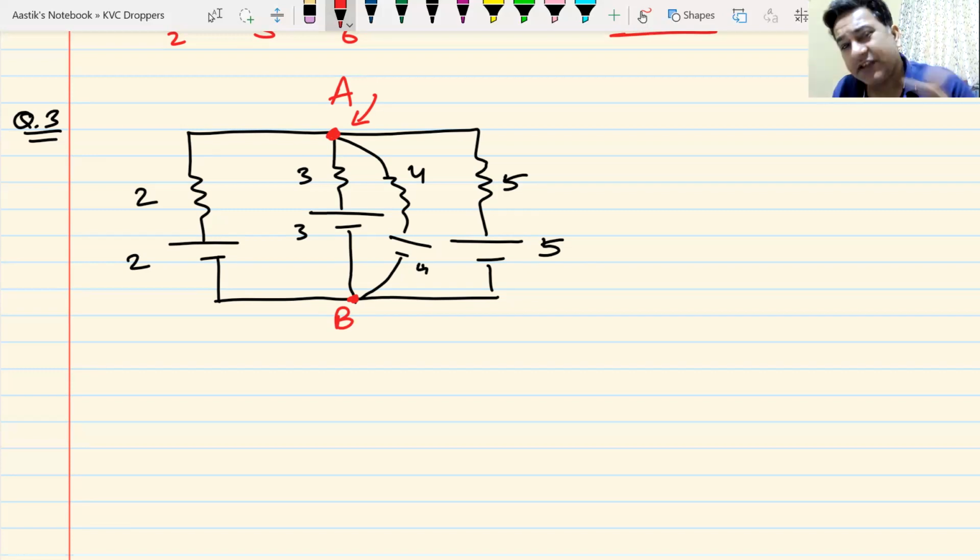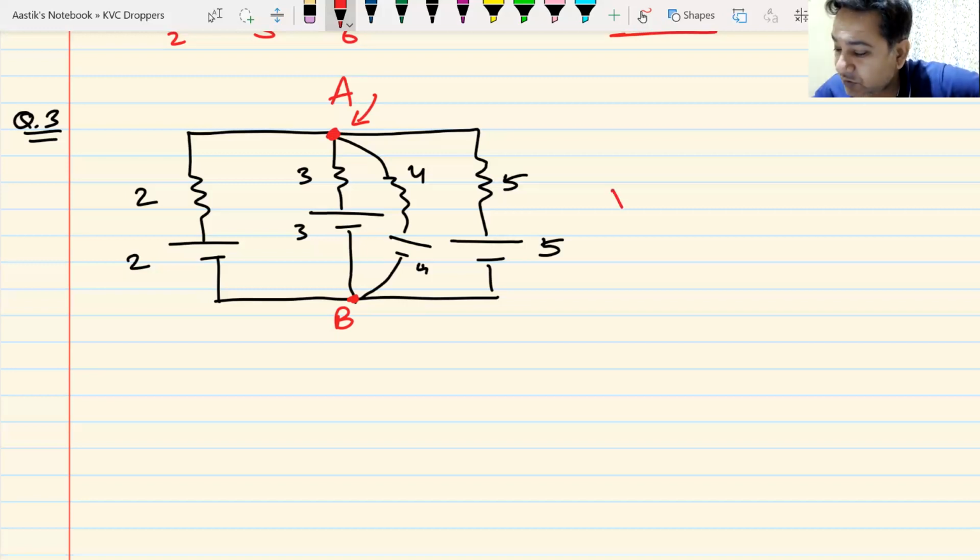Once you get the value of VA, you can calculate the other things. So in one branch, I have 2 ohms and 2. I'm just giving you random values. In the other branch, you have 3 and 3. The other branch, 4 and 4, 5, 5, 6, 6, 7, 7, 8, 8. I can make infinite number of branches in this way. Doesn't make any difference.